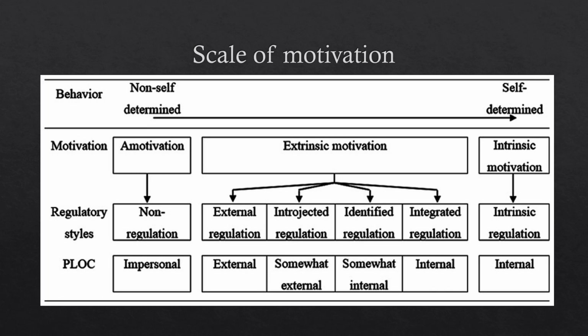Okay, so then you look at motivation. When you're non-self-determined, you have no motivation or amotivation. And then you move towards extrinsic motivation, and then you finish with intrinsic motivation. And then regulatory styles is the next important part of this image. You can pretty much ignore the PLOC unless you want to understand this theory further. So regulatory styles, when you are amotivated, are non-regulation, and then you move to external regulation, introjected regulation, identified regulation, integrated regulation, and then finally intrinsic regulation. And this will be broken down further in the next slides.